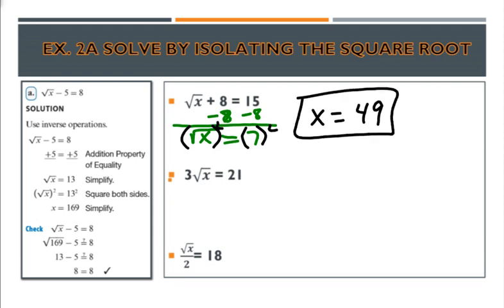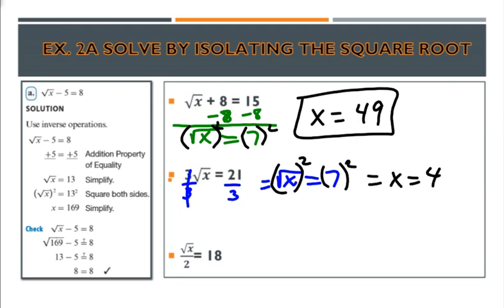The next one, 3 times the square root of x equals 21. To isolate the square root, I need to divide by 3. So I divide by 3. I end up with square root of x equals 7. I need to get rid of the radical by squaring both sides. That gives us x equaling, again, 49.